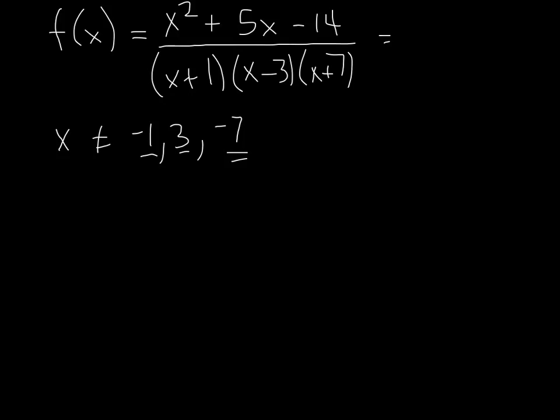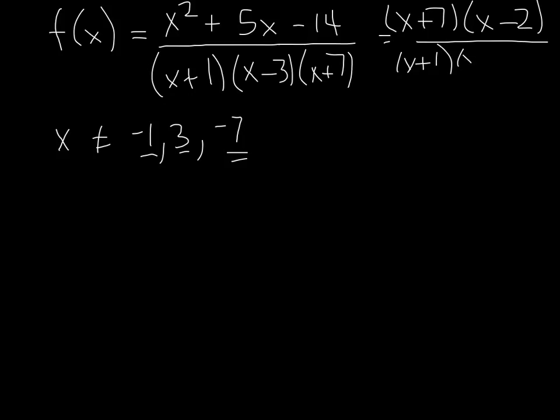The numerator can be factored as x plus 7 times x minus 2. And of course, in the denominator, we have these three factors: x plus 1, x minus 3, and x plus 7. Now, as long as x does not equal -7, we know that x plus 7 divided by x plus 7 equals 1. That's only true when x does not equal -7.